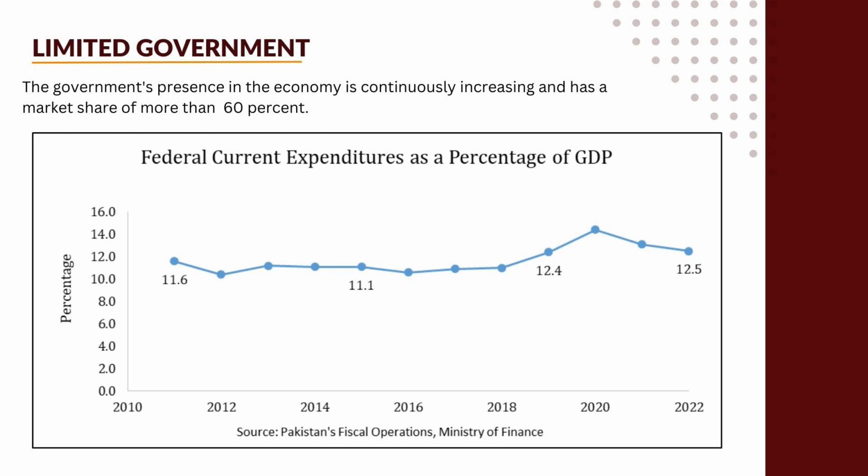If we look at this figure, federal current expenditures as a percentage of GDP, the share was around 11.6% in 2011, and it increased to around 12.7% in 2020, and then it declined to around 12.5% in 2022. But if we compare our expenditures with the revenue, then our expenditures are really high.